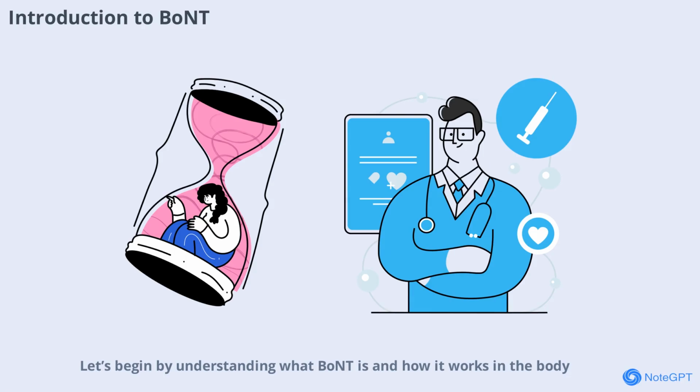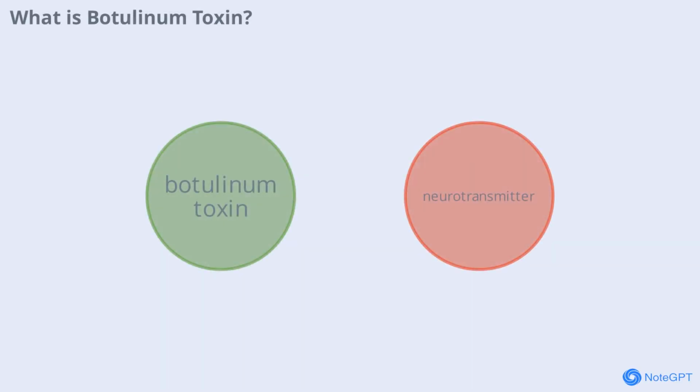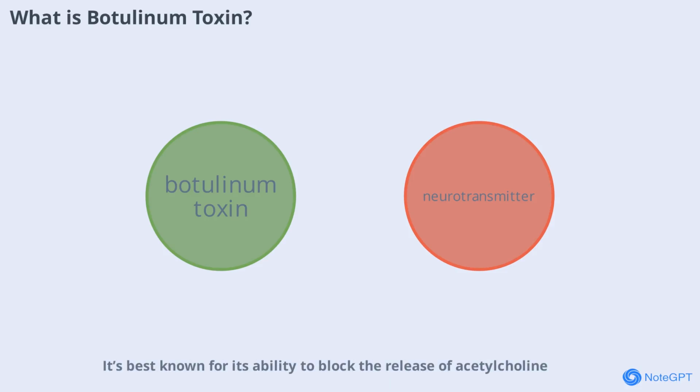Let's begin by understanding what BONT is and how it works in the body. Botulinum neurotoxin, commonly known as BONT, is produced by the bacterium Clostridium botulinum. It's best known for its ability to block the release of acetylcholine, a neurotransmitter essential for muscle contraction at the neuromuscular junction. This action leads to temporary muscle relaxation. However, BONT also interferes with other substances involved in pain perception, such as substance P, contributing to its analgesic effect. The toxin's unique properties have made it a valuable tool in both medical and cosmetic fields.